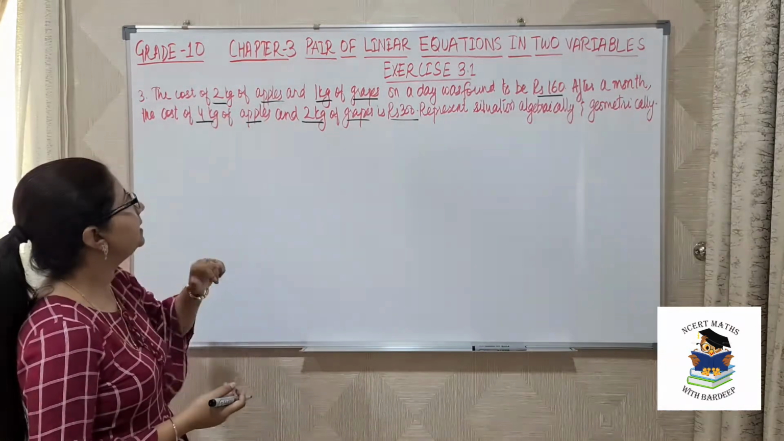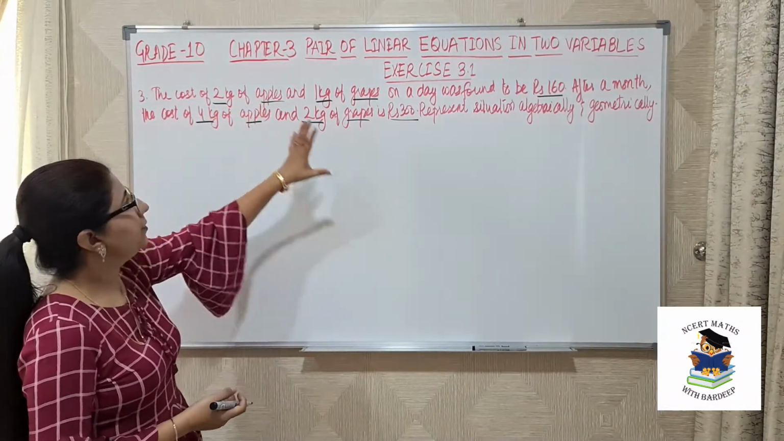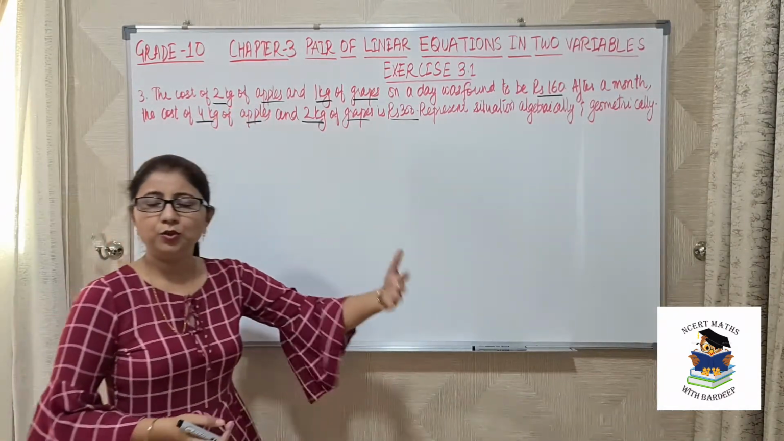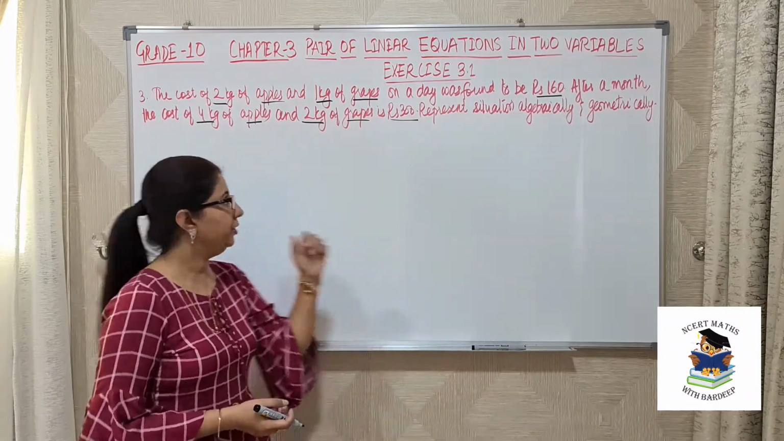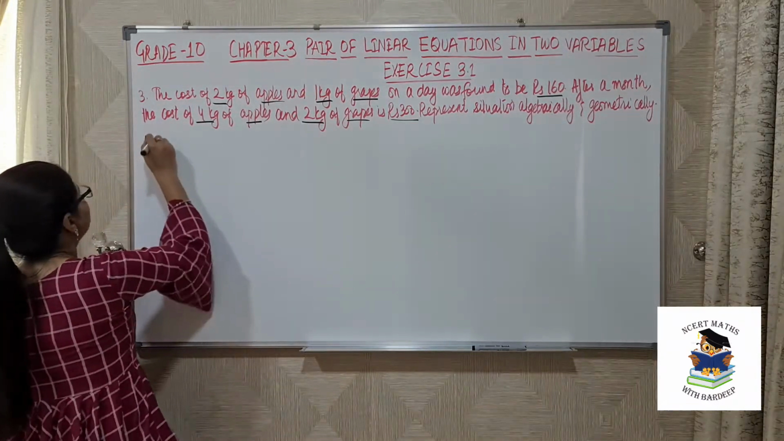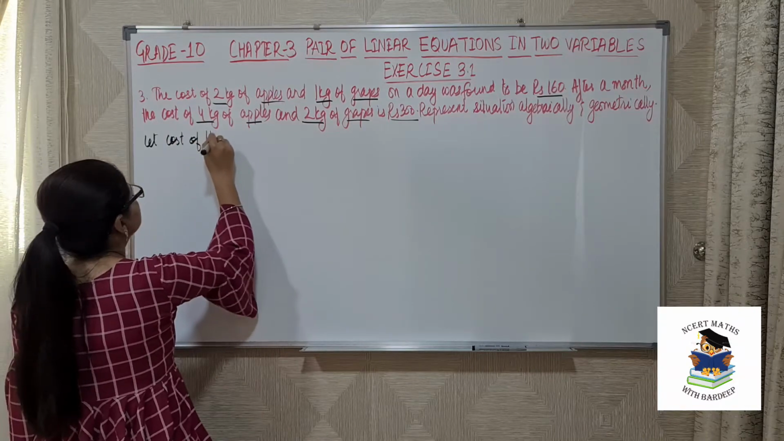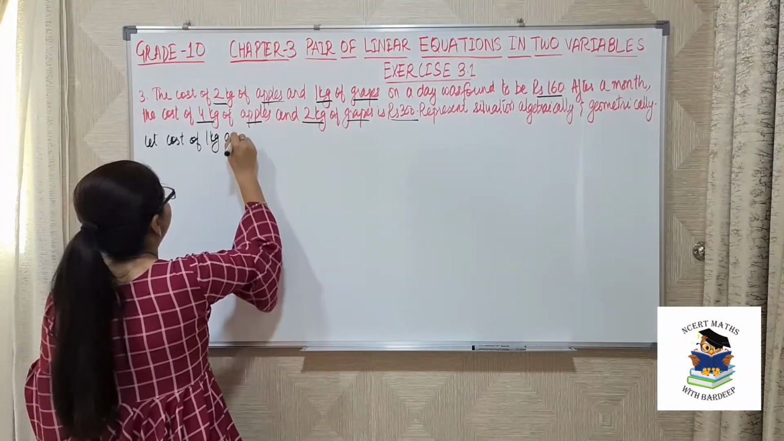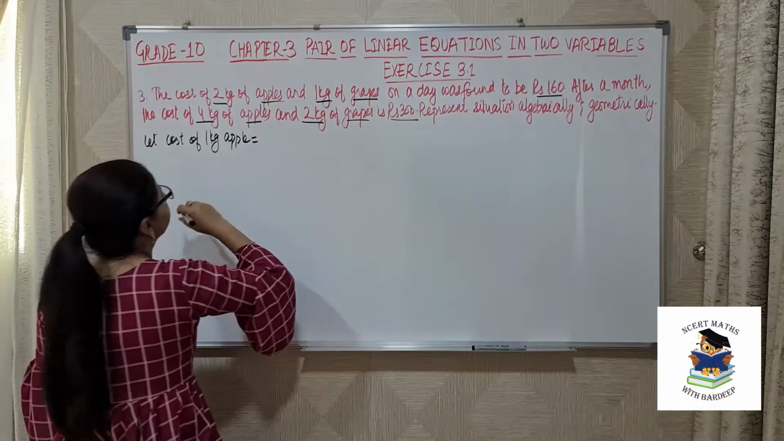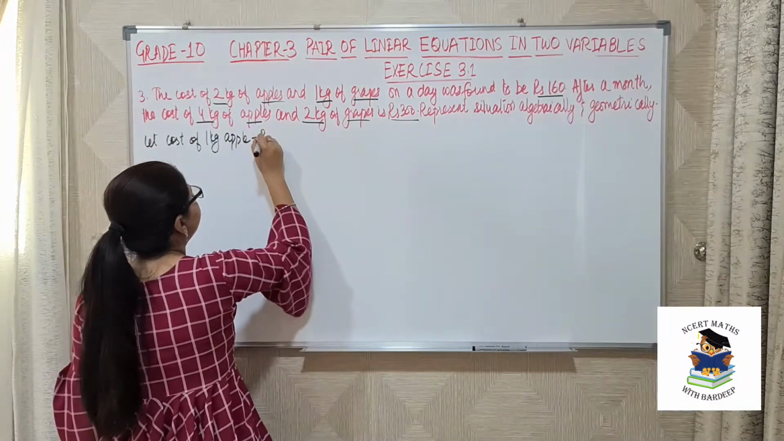So we can see 2 kg of apples and 1 kg of grapes, means let's assume the price of 1 kg each. Okay. So let cost of 1 kg apple is equal to rupees x.